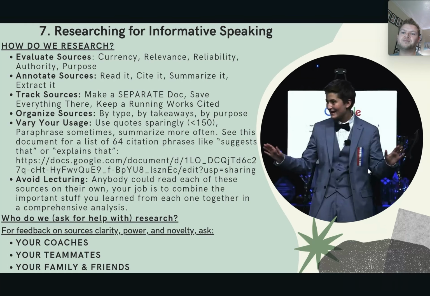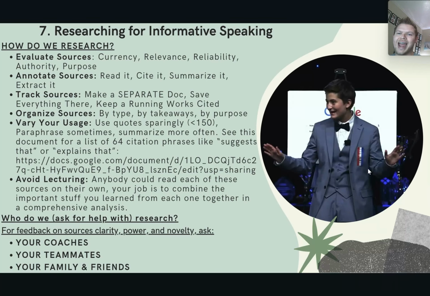You also need to track your sources. I would make a separate document from your actual speech writing document to save everything on and to keep a running works cited page. And then at the end, you can just see all the sources you used and copy and paste over your works cited page instead of having to make it the night before district scripts are due. You can also organize your sources by the type of sources, the takeaways from the sources, the purpose of the sources, what points they would be relevant to.